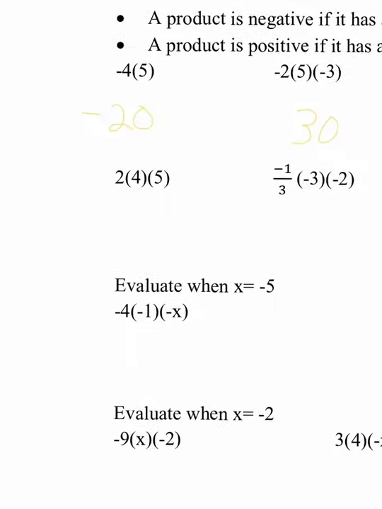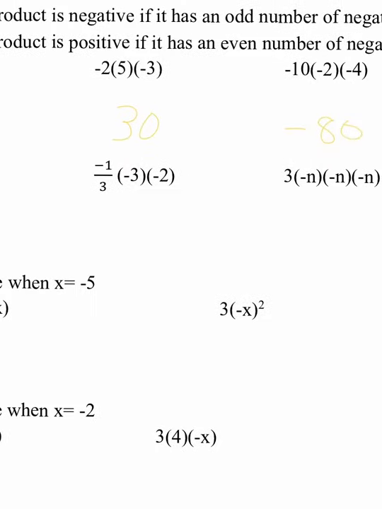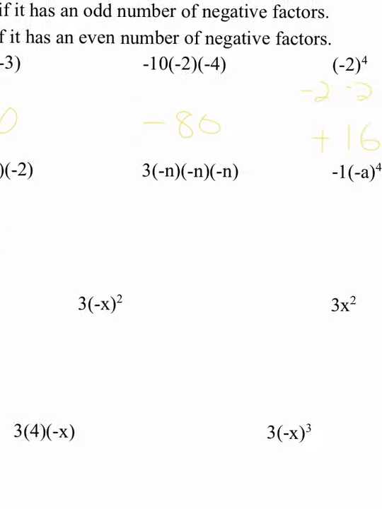Now coming here, we have all positives, so this is just like normal. 0 negatives, that is even, so we keep it positive. 2 times 4 is 8. 8 times 5 is 40. Alright, we have 3 negatives, so it's going to be a negative. 1/3 times 3, which we should know a third of a 3 is just 1. And then 1 times 2 is 2. So negative 2 would be my answer here.